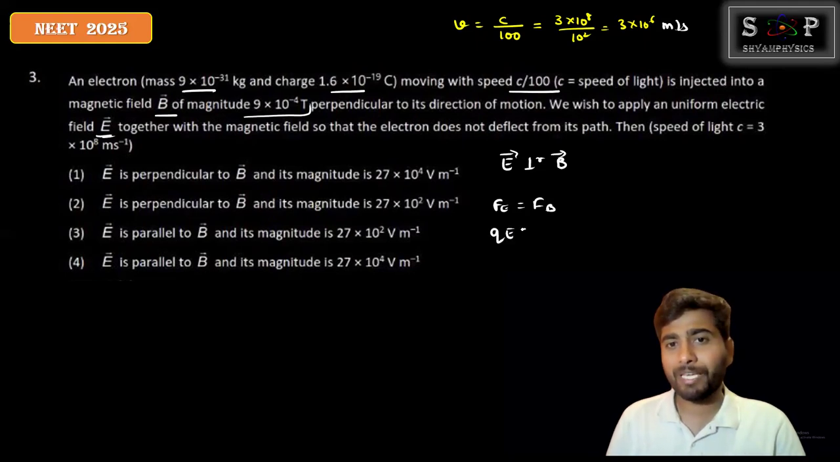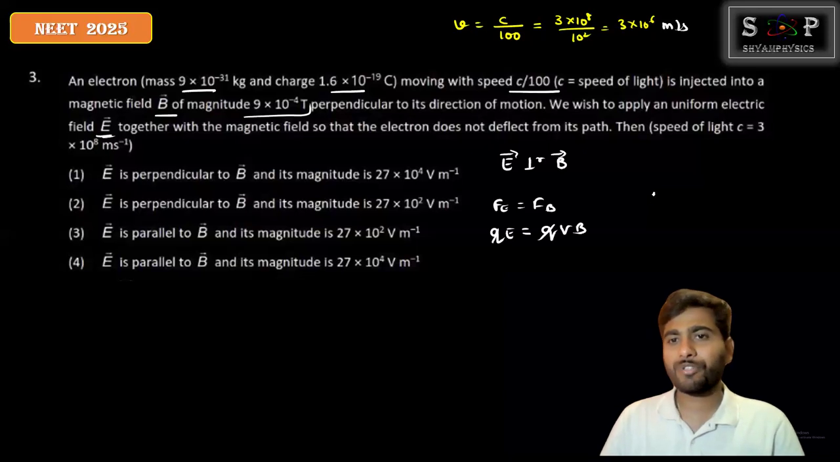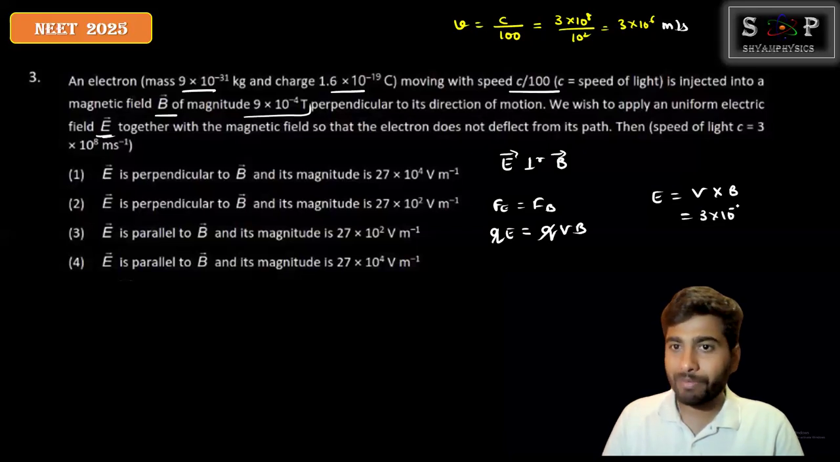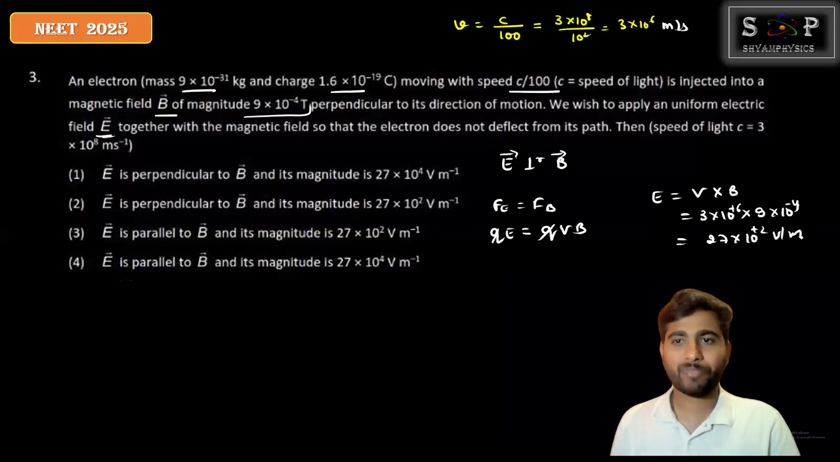The electric field force will be QE, the magnetic field force will be QVB. Q and Q cancel, so we need to calculate the electric field intensity. So the electric field intensity is V into B. Substitute the values. V value is 3 into 10 to the power plus 6. B value is 9 into 10 to the power minus 4. Hence, your answer will be 27 into 10 to the power plus 2 volt per meter. So, the correct option is option B.